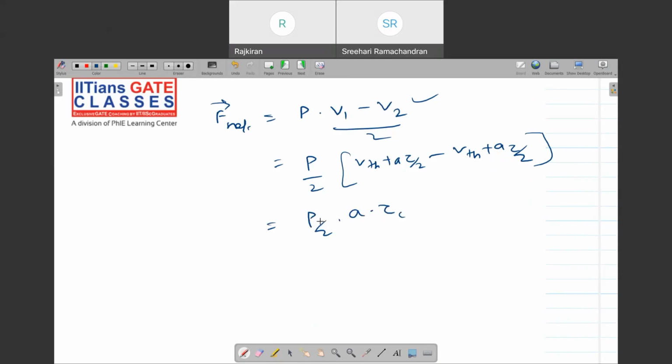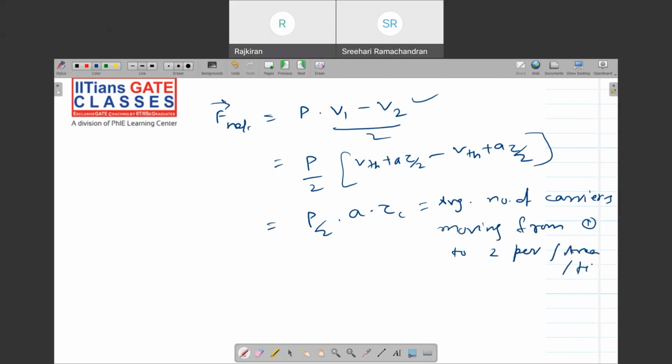Clear. This is the average number of carriers moving from region 1 to 2 per unit area per unit time, right?